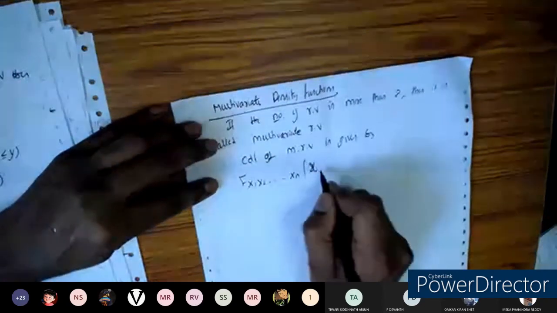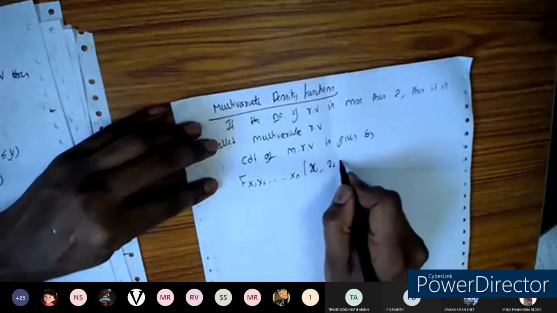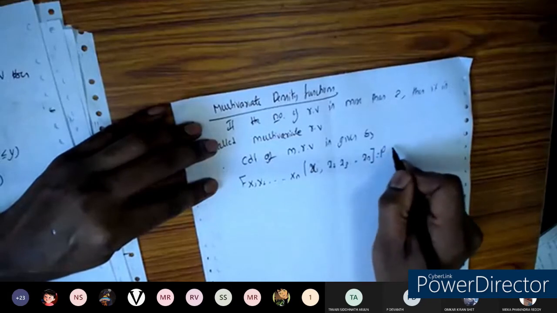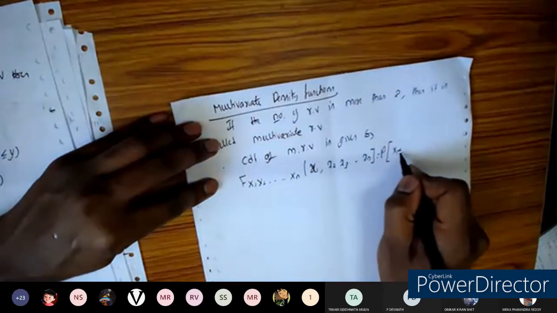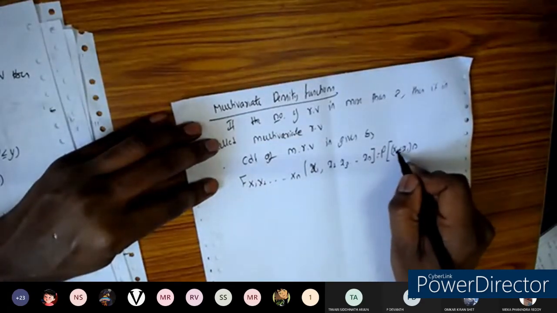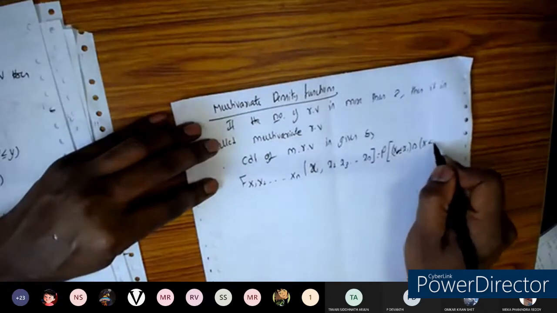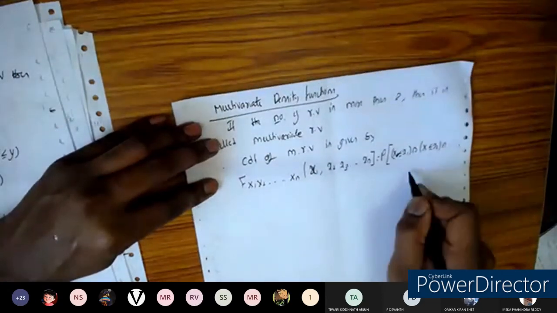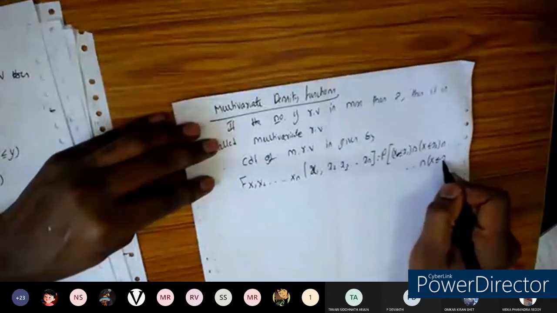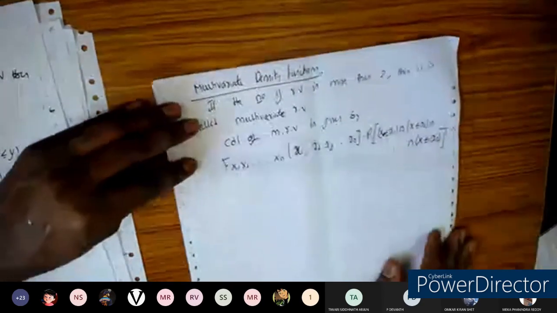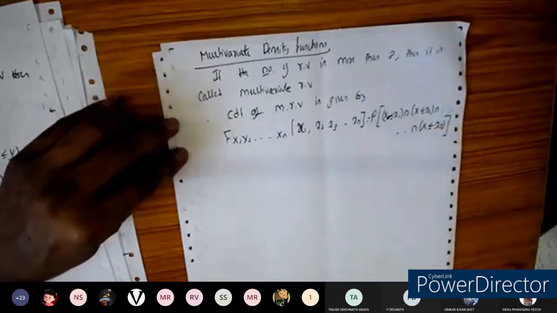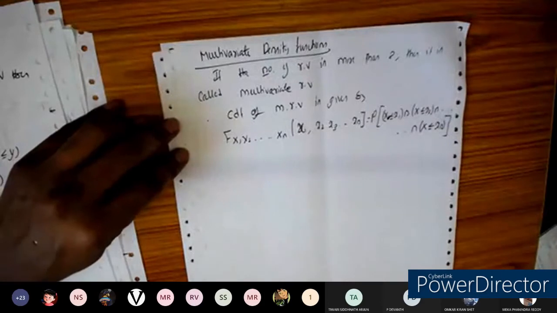So here small x1, x2, x3 up to xn will be there. This can be taken as the probability that X1 can take a value less than or equal to small x1, intersection of X2 taking a value less than or equal to x2, and so on, up to X taking a value less than or equal to xn. This is the intersection symbol. Like this we can define the multivariate cumulative distribution function.